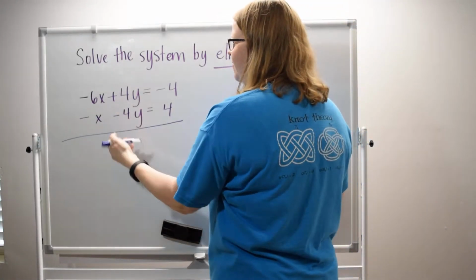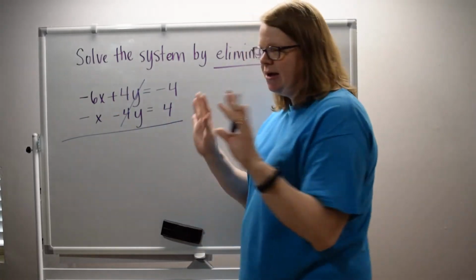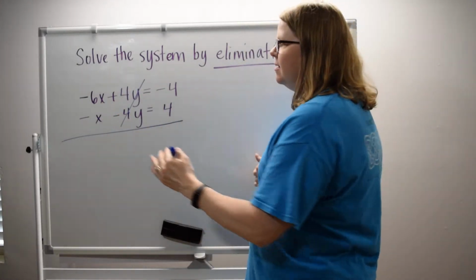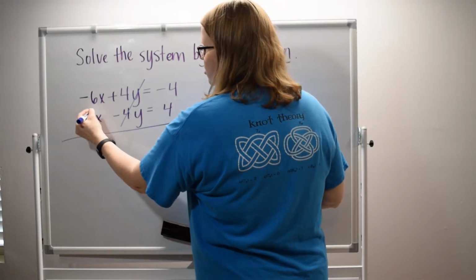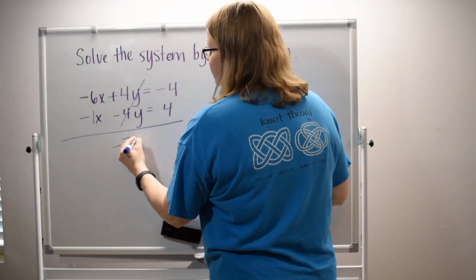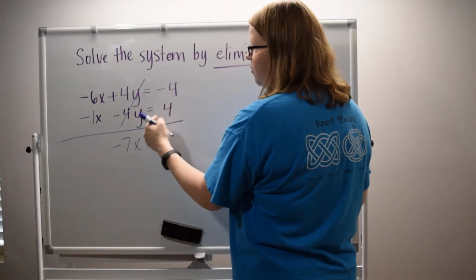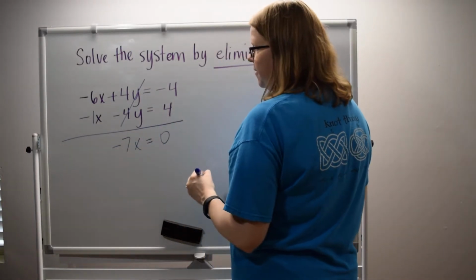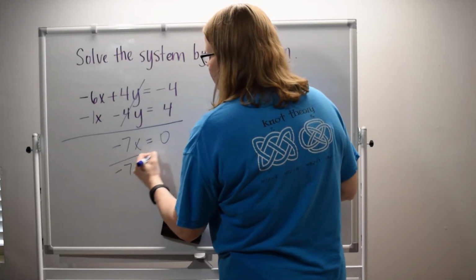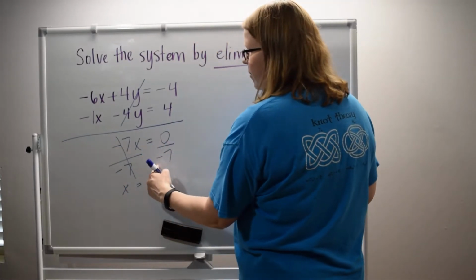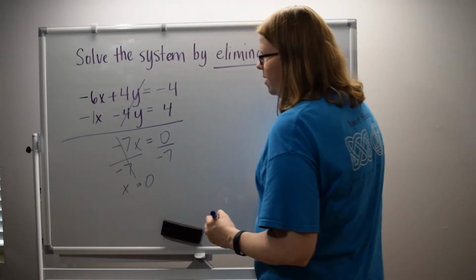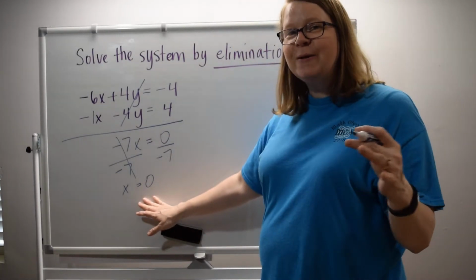So 4 minus 4 is 0, so that is gone. I've eliminated that. Let's bring down what we have left. So negative 6x minus, there's an understood 1 here, so that's negative 7x. And negative 4 plus 4, that's 0. So I'm going to divide by negative 7 on both sides. That leaves me with 0 divided by anything is 0. So x is 0. That's okay.